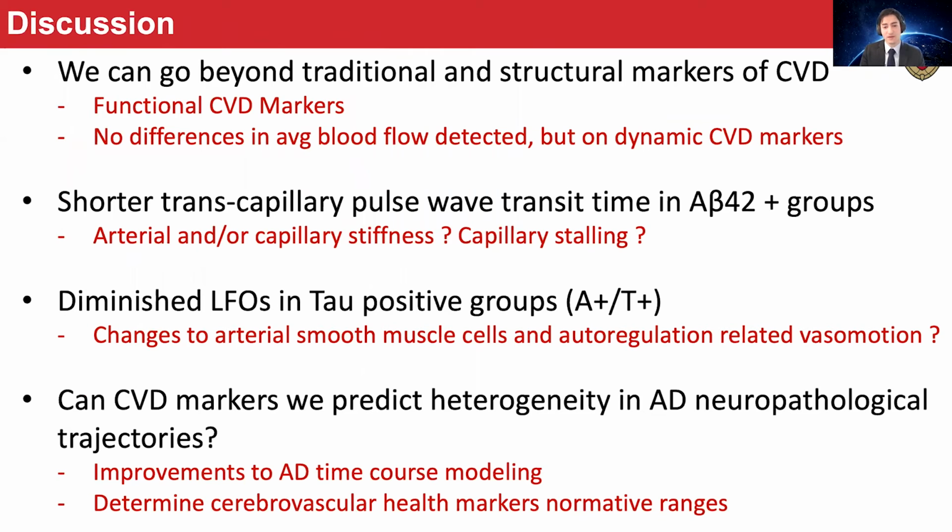To summarize, we can go beyond traditional and structural markers of cerebrovascular disease to more specific markers of vascular health. For example, the shorter transcapillary pulse wave delay transit times observed in amyloid positive subjects might suggest arterial and capillary stiffening, while the observed diminished LFO content in the amyloid and tau positive subjects might be related to intracranial vessel wall modifications, including changes to the smooth muscle cells, which are thought to drive low-frequency oscillation vasomotion.